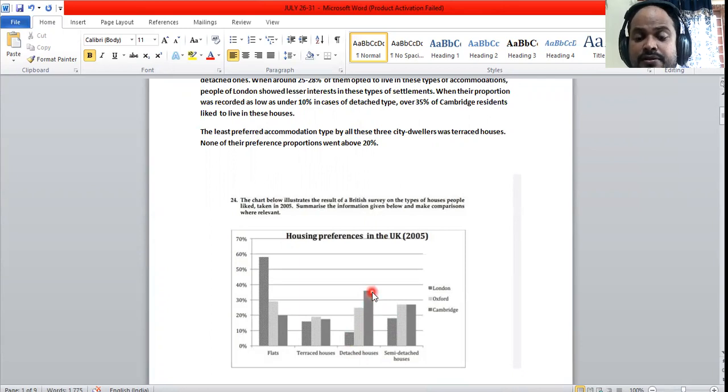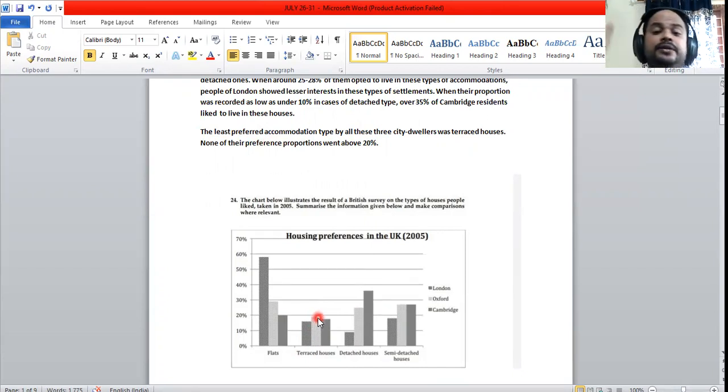The least preferred accommodation type by all three city dwellers was terraced houses. This was the least preferred type. None of their preference proportions went above 20%.